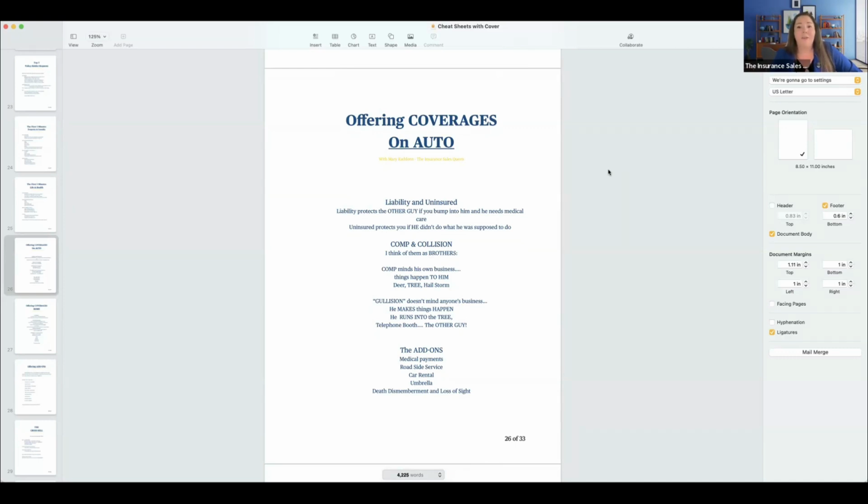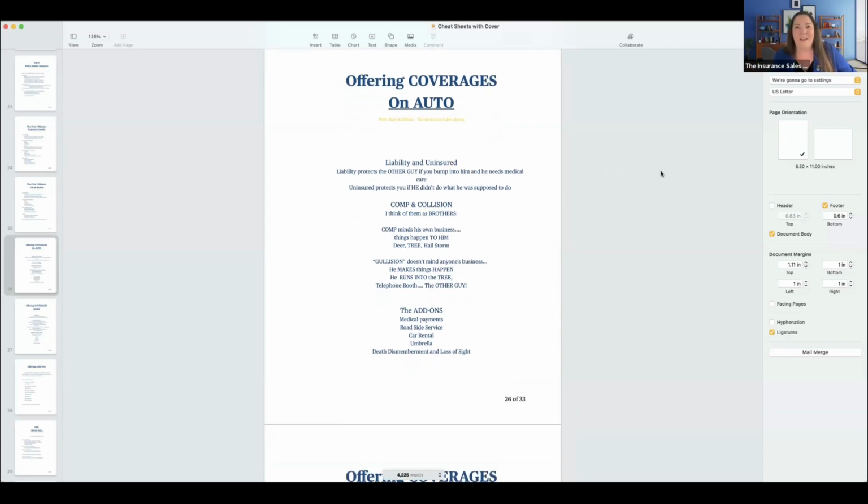Uninsured is going to protect you if the other guy didn't do what he was supposed to do. So uninsured, underinsured just means the other driver of the vehicle bumped into you. He either didn't have insurance or didn't have enough. Comp and collision. These are my favorites.